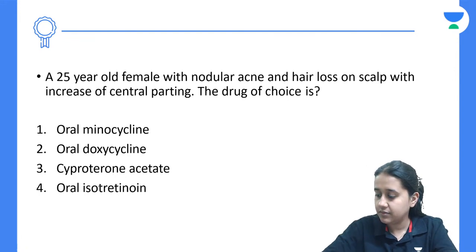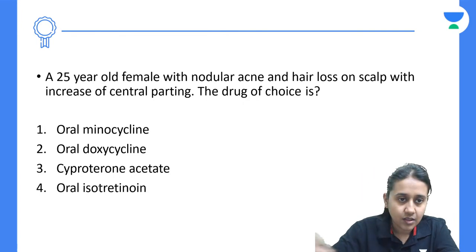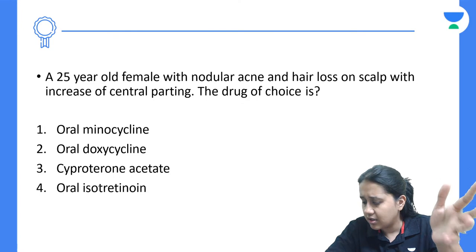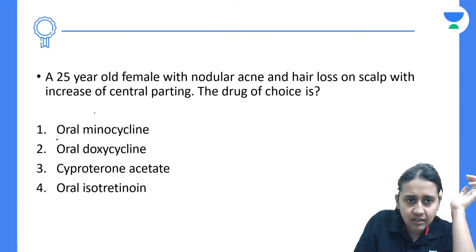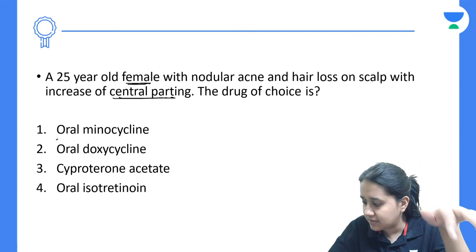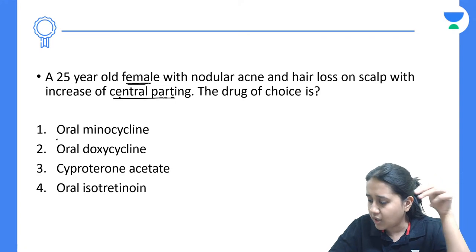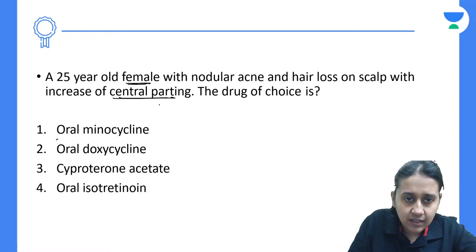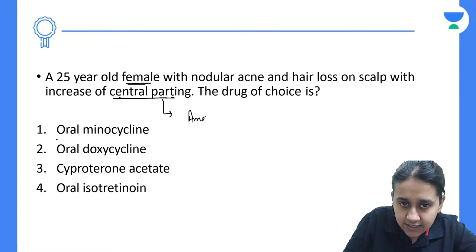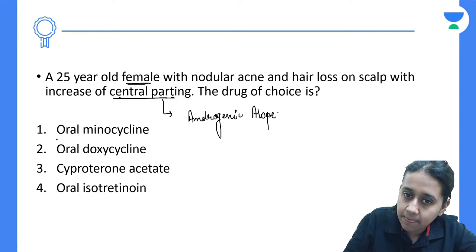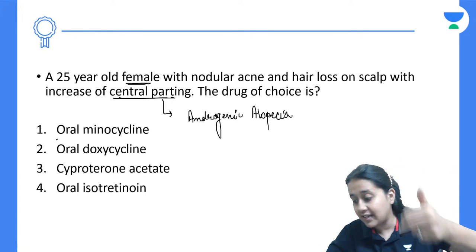What is the correct answer of this question? A 25-year-old female with nodular acne, hair loss on the scalp with increase in the central part. Can you tell me, in a female, if there is hair loss and on examination you see that the central part is getting increased, what type of hair loss is this? It means it is an androgenic alopecia. The alopecia which is mediated secondary to androgen.